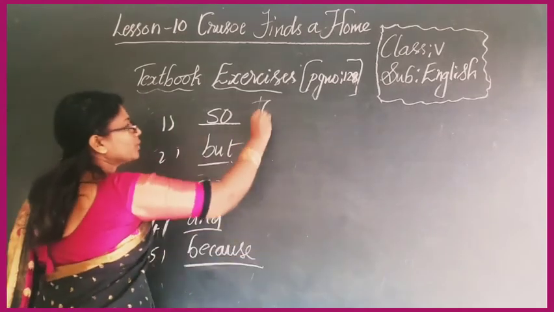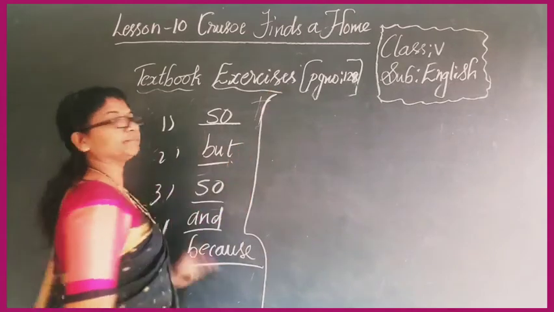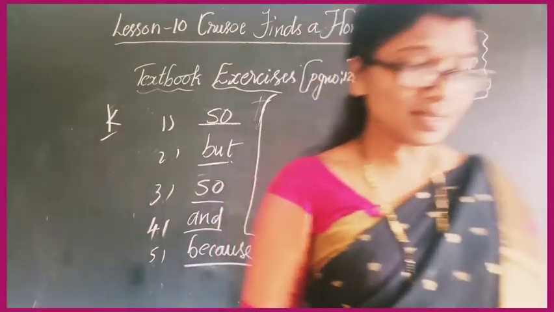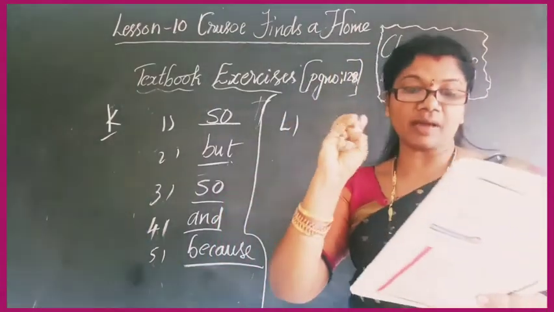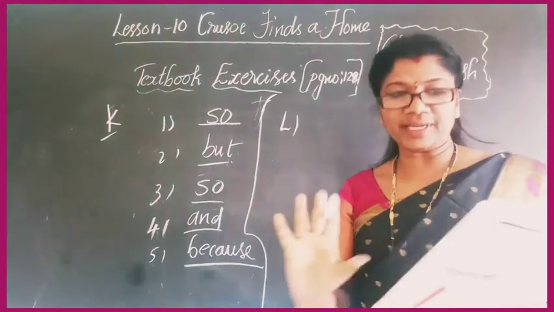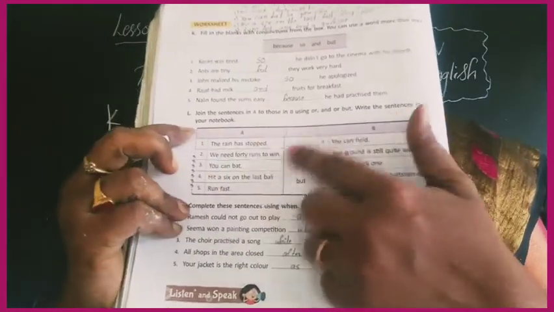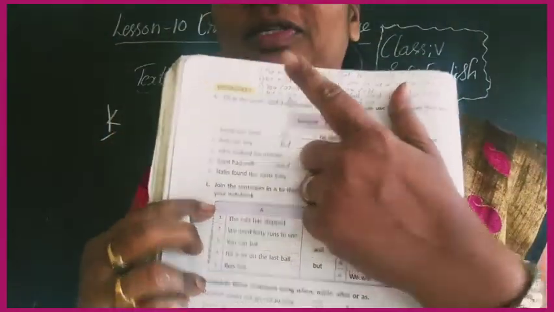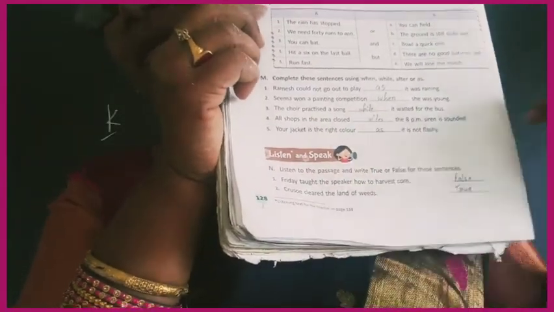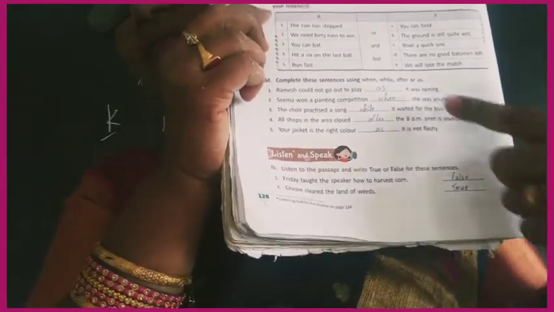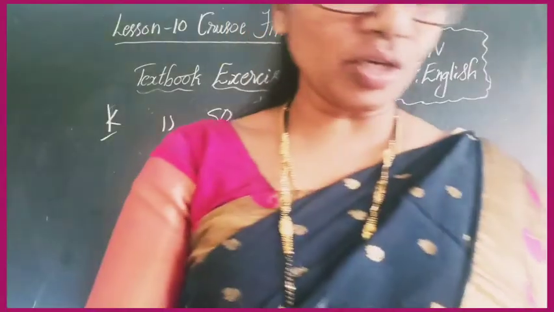Okay. Now let's go with the next part. That is the L part: join these sentences by using and or but. You should rewrite these sentences. Use the space here. If you can't, you need to write the sentence fully. You can write here, two or three sentences. Okay, you should rewrite the sentences.